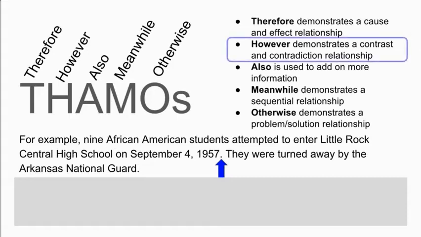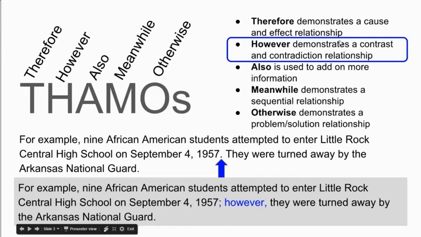So I would use the word however. So when I rewrite my sentence, I would replace the period with semicolon, however, comma. For example, 9 African American students attempted to enter Little Rock Central High School on September 4th, 1957; however, they were turned away by the Arkansas National Guard. Beautiful. In just one simple edit, I'm able to demonstrate a contrast and contradiction relationship in my paper. One would expect the students would be invited into Little Rock High School, however, they were turned away.